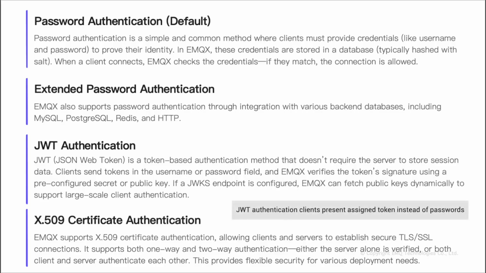JWT authentication: clients present a signed token instead of a password. EMQX checks the token using a secret key and a public key, great for large-scale stateless authentication. X509 certificate authentication uses TLS/SSL certificates for strong identity verification, supporting both one-way and two-way authentication.